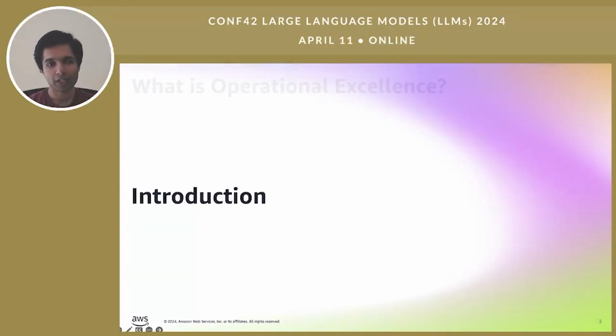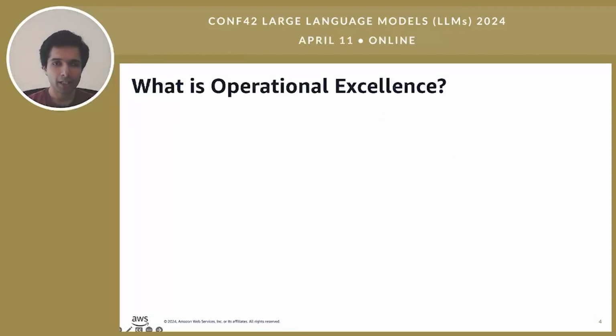So let's start with operational excellence. If you look at the well-architected review that AWS recommends, we have a pillar in there which says operational excellence. Operational excellence is basically an ability to support the development of your workloads, how to run your workloads, gain insight into your workloads, and essentially improve your process and procedures to deliver business value.